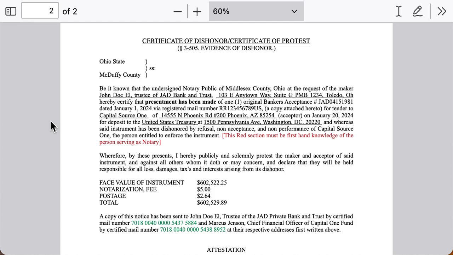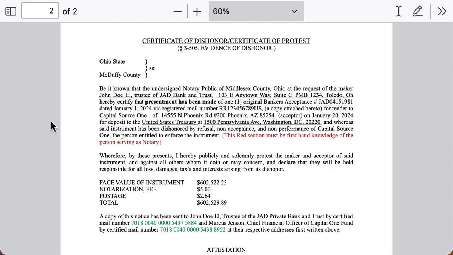Be it known that the undersigned notary public of Middlesex County, Ohio, at the request of the maker, John Doe of 123 Private Address, hereby certifies that presentment has been made of one original banker's acceptance, number JAD123, dated January 1st, 2024, via registered mail, RR123456789, a copy attached here too, for tender to Capital Source 1 of 1234 Phoenix Road, that's the acceptor, on January 20th, 2024, for deposit to the United States Treasury at 1500 Pennsylvania Avenue.